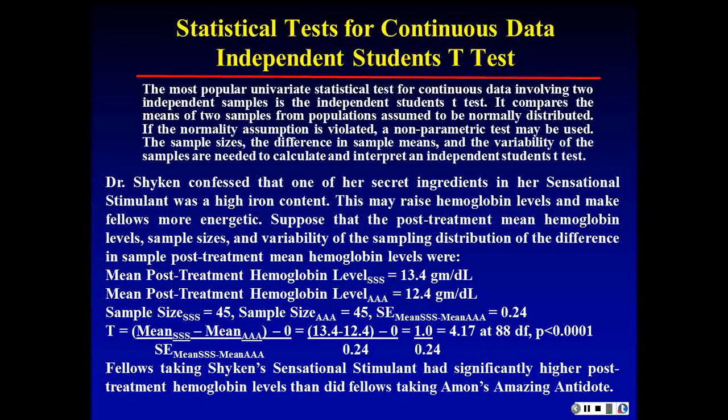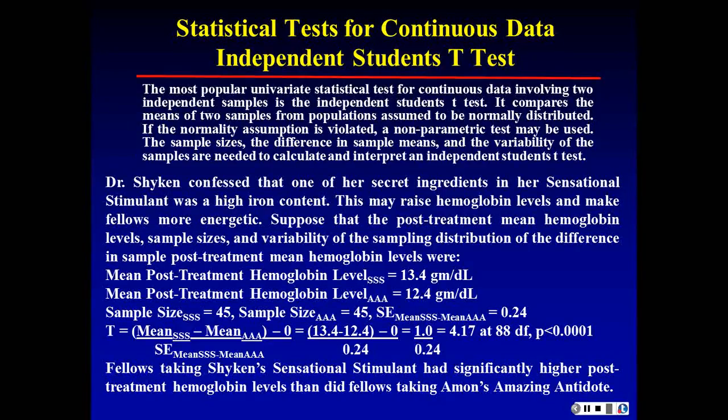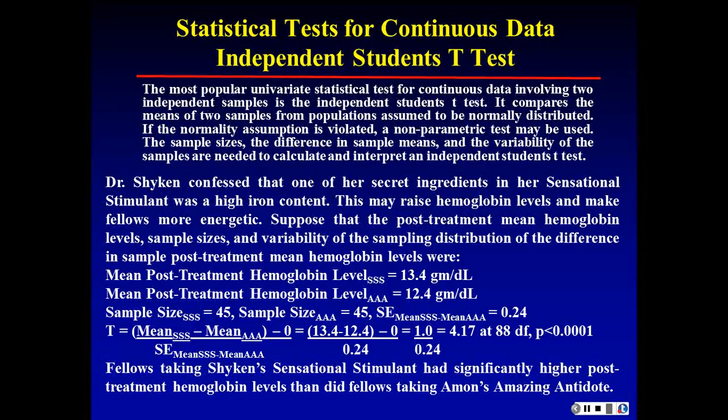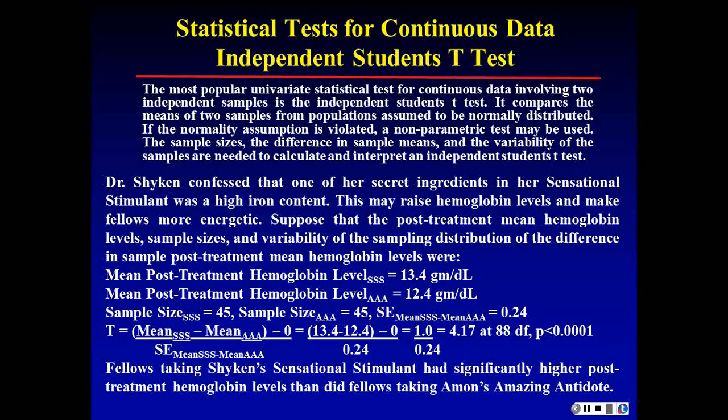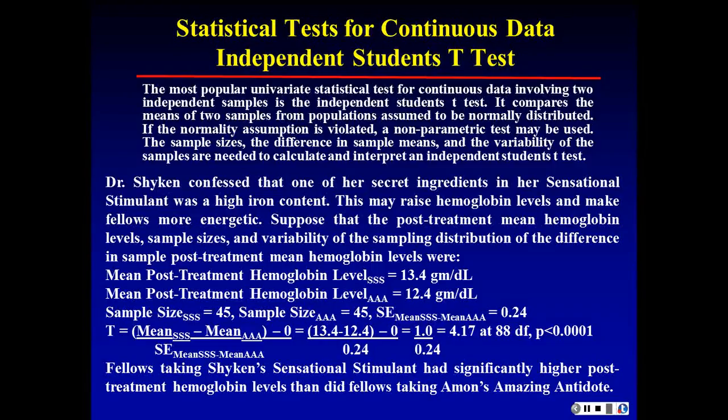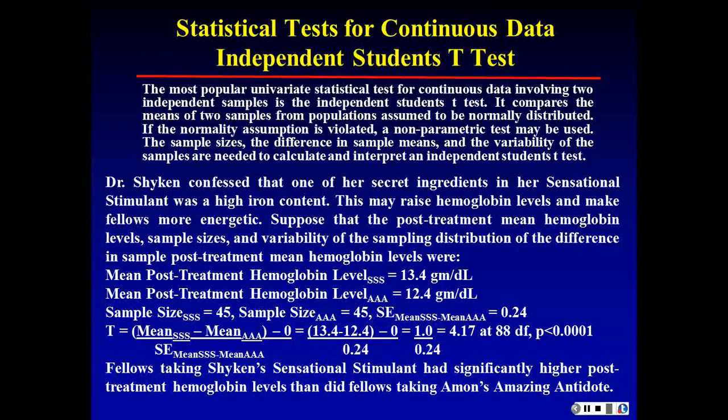Now, if under the null hypothesis there is no difference between Dr. Scheiken's group and Dr. Ramon's group, what would the central tendency or the mean of that sampling distribution of the difference in sample means be? It would be 0. Now, some sample differences would favor Dr. Scheiken's group, some would favor Dr. Ramon's group, but really if there is no difference in mean hemoglobin levels between groups, the central tendency or mean of that distribution of the difference in sample means would be 0.